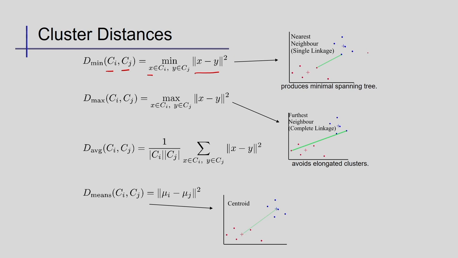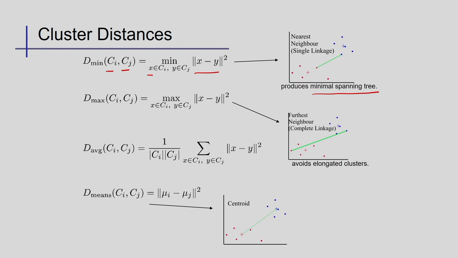So pictorially, I have shown here. Mainly, we are considering the nearest neighbor. So it produces a minimal spanning tree. If I consider this distance measure, I will be getting the minimal spanning tree. So this minimum distance I am considering.